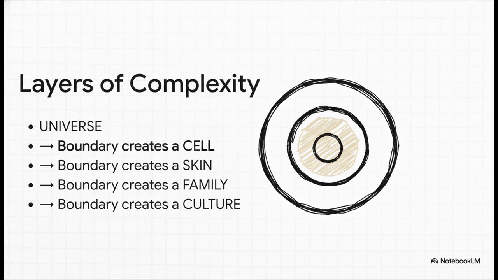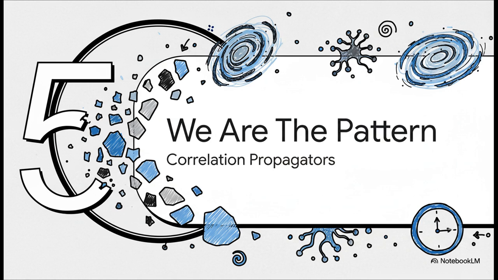That exact same logic creates skin, defining an individual organism. That same logic creates the social boundary of a family, separating it from others. And it keeps going, creating the shared ideas and norms that form the boundary of a whole culture. Every single step is a new symmetry break, creating a new, more complex layer of order.